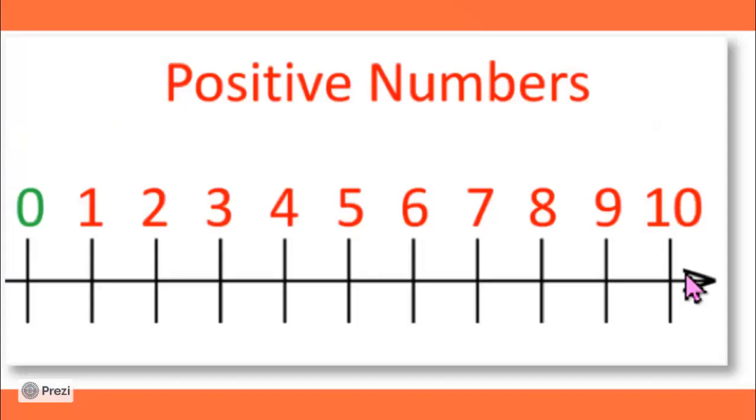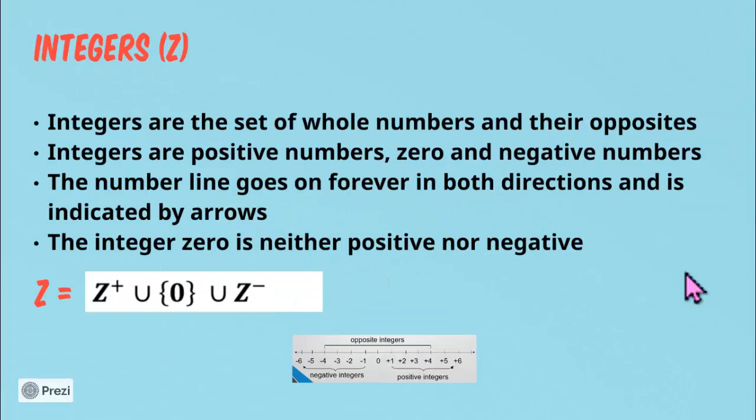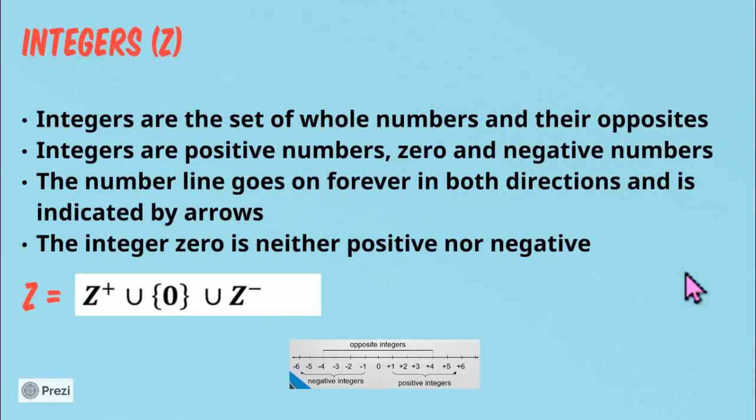Let's go now and see what is the third type of set that we have studied in primary 6. We have studied integers. What are integers? Integers are the set of whole numbers and their opposites. Integers are positive numbers, 0, and negative numbers. The number line for integers goes on forever in both directions, and this is indicated by arrows. And please remember that the integer 0 is neither positive nor negative. 0 is a neutral number. I can't say that it's positive and I cannot say that it's negative as well.